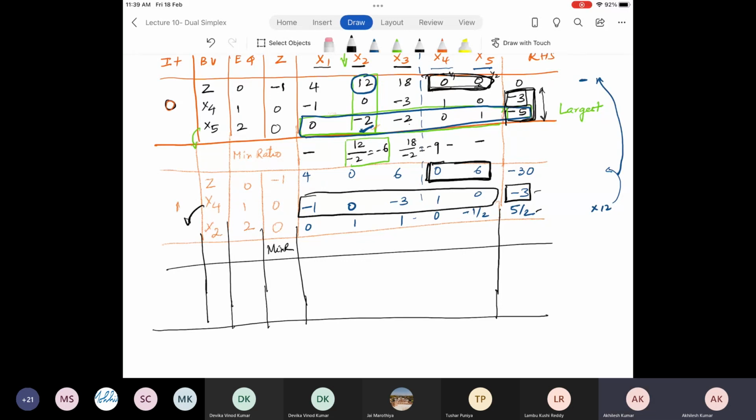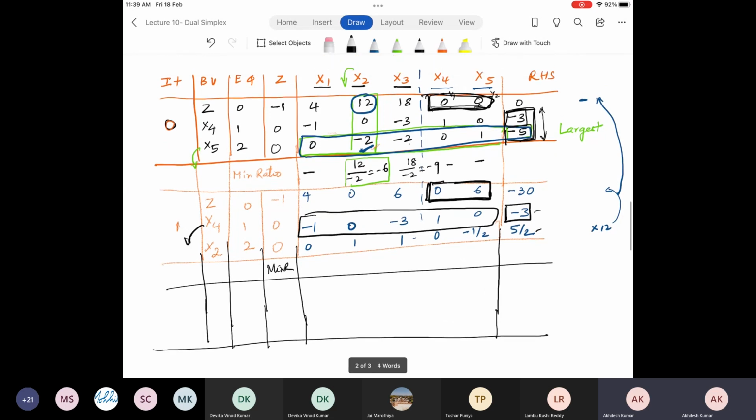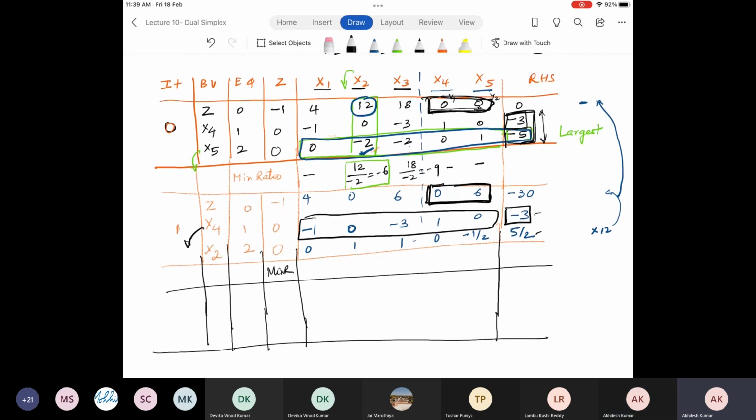Okay, whoever wants to tell me for which variable we'll calculate the minimum ratio here. Non-basic variables. Which ones are non-basic at this iteration? X1, X3, and X5. Among them, for X1, I can find 4 by minus 1 equals minus 4. For X2, it will be a dash, it is a basic variable. For X3, it is 6 by minus 3, that is minus 2. For X4, again, it is a basic variable, a dash.